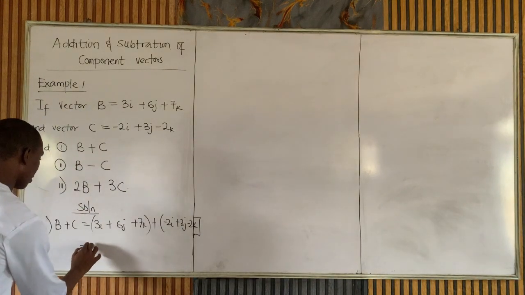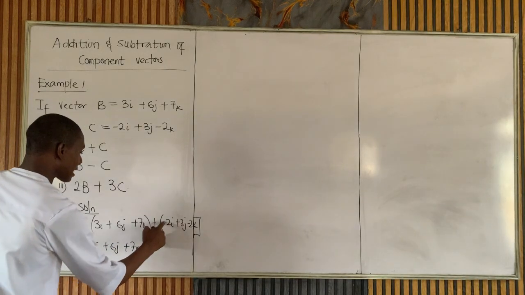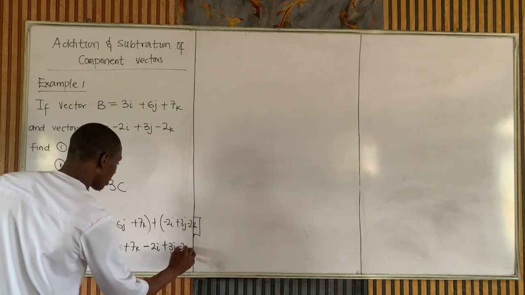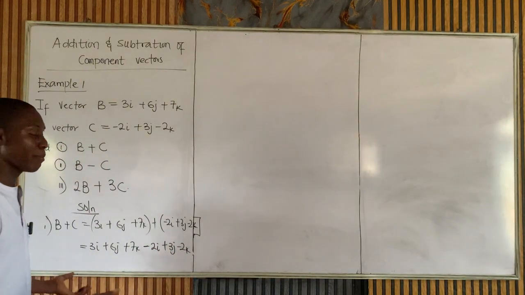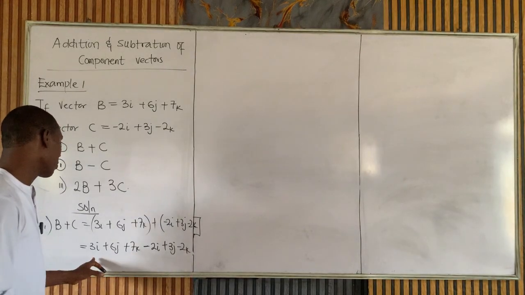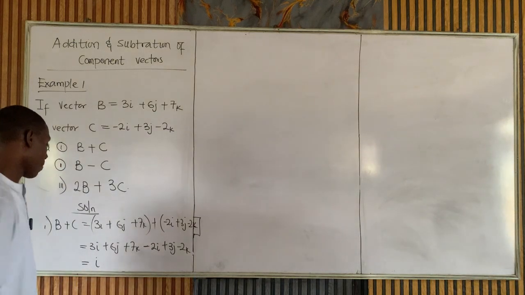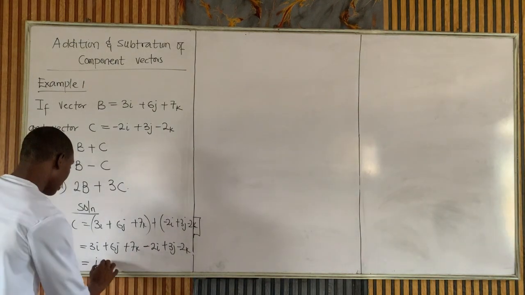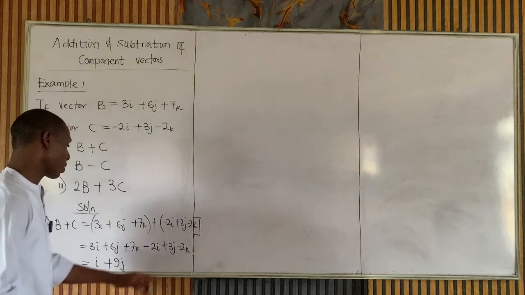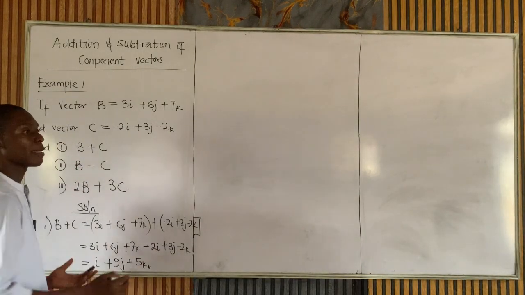So this is going to be 3i plus 6j plus 7k plus minus 2i plus 3j minus 2k. The process of addition of components is just to add the i to the i, the j to the j, and the k to the k. So this is going to be 3i minus 2i. That will give me 1i. Now 6j plus 3j will give me 9j. And then 7k minus 2k is going to give me plus 5k. So that's the b plus c.